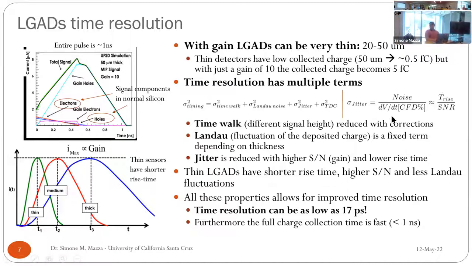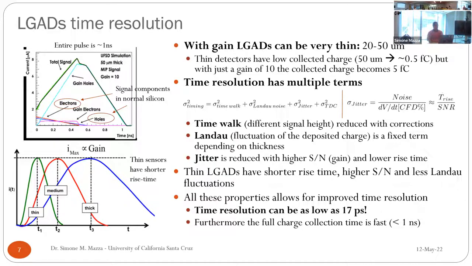I'm sorry, but the time parameters also should be a function of capacitance. Yeah, that's for the kind of side detector. It's also crucial. Yeah, exactly. It depends because the thinner the sensor is, the more capacitance you have. Right? Exactly. So it's kind of a balance.